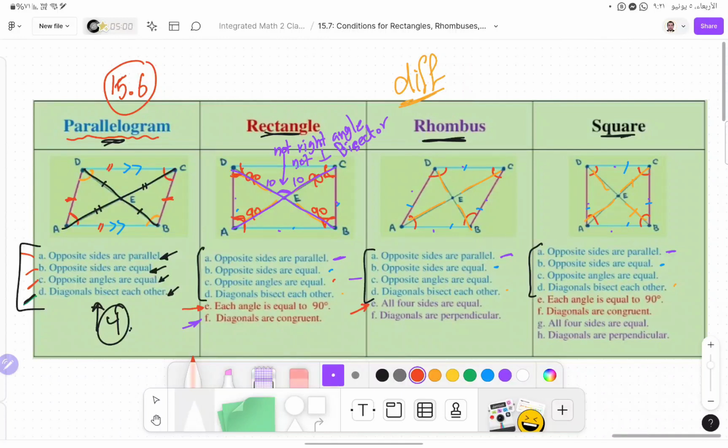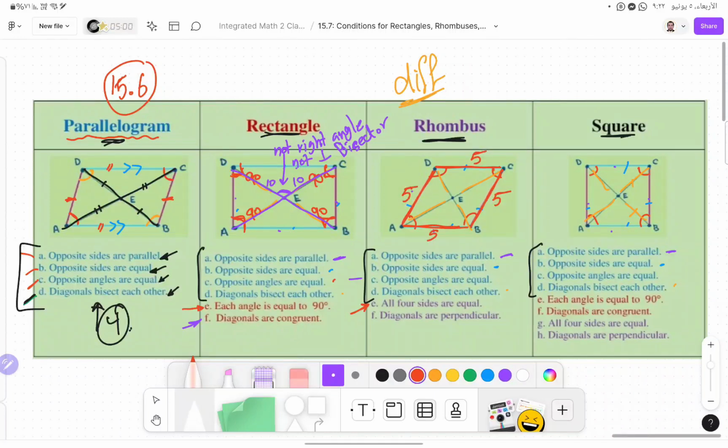If you look here, all four sides are equal. This one here is equal to this one here, and also equal to this one here, and also equal to this one here. So if this one here is 5, this one here is 5, this one here also is 5, and this one is 5.